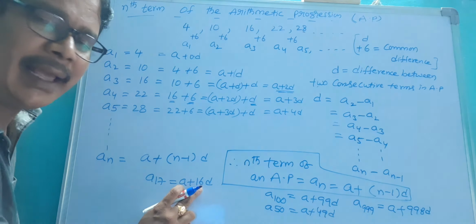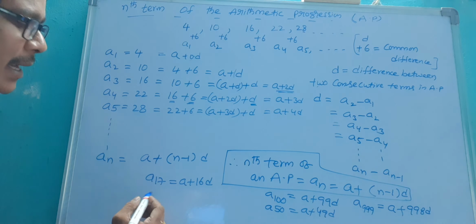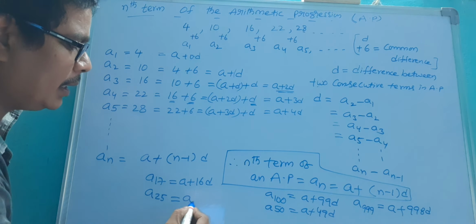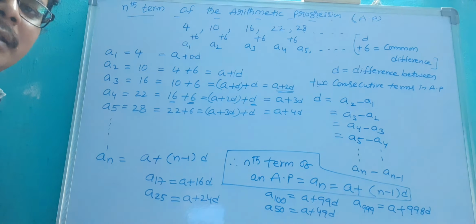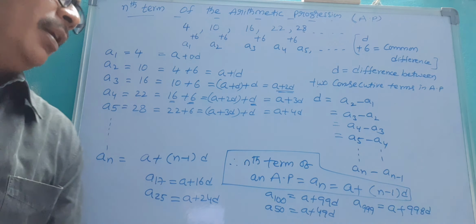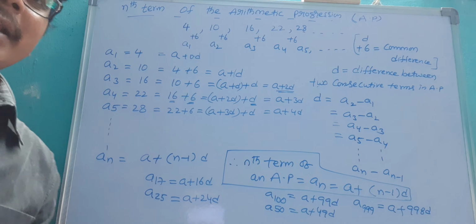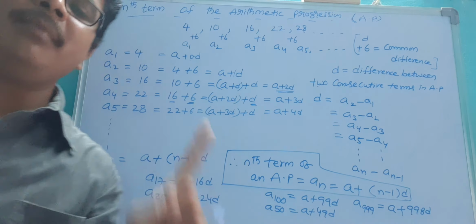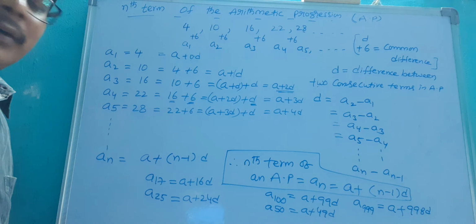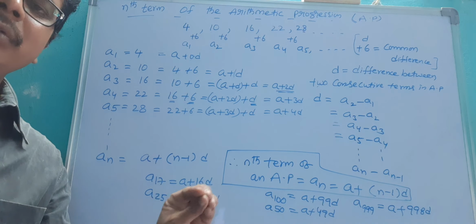Okay, you subtract 1 from its coefficient. If you want to write the 25th term, A25 equal to A plus 24D. Okay, so this is known as the nth term of the AP. In any case, what is the formula for the nth term of the AP? An equal to A plus n minus 1 into D. Okay, so in our next class, with the help of this nth term, we will do some problems.